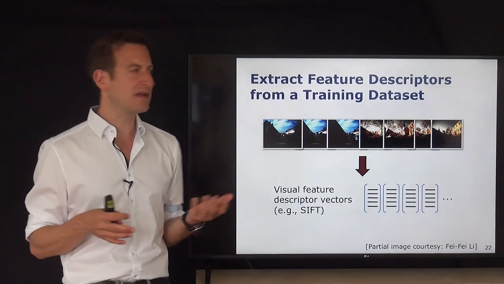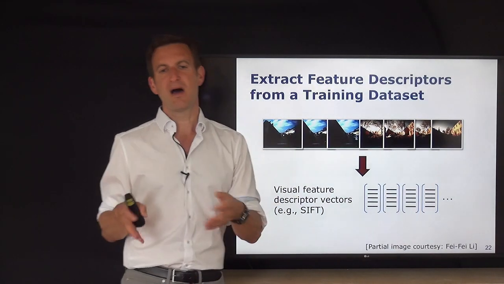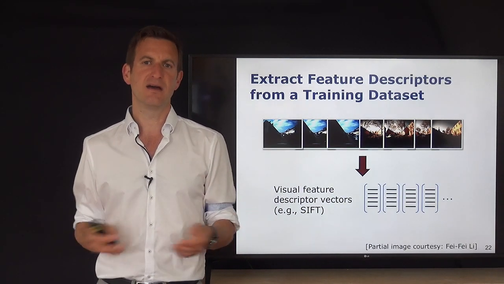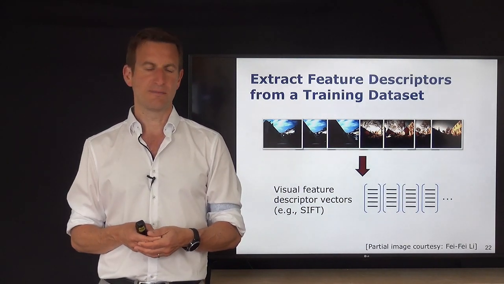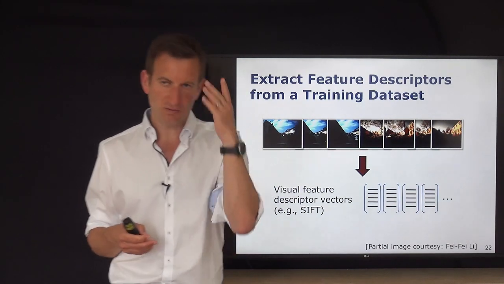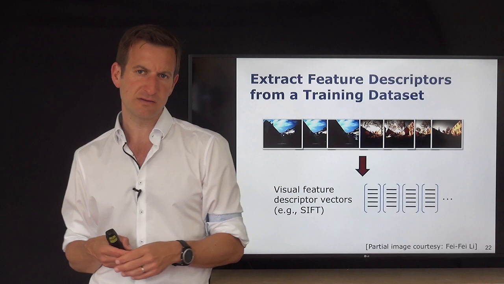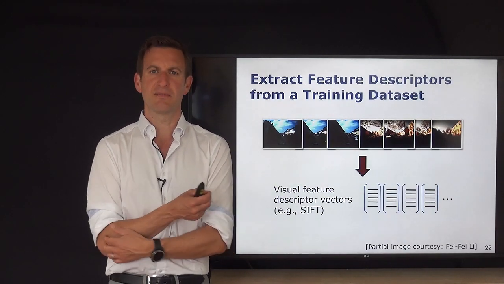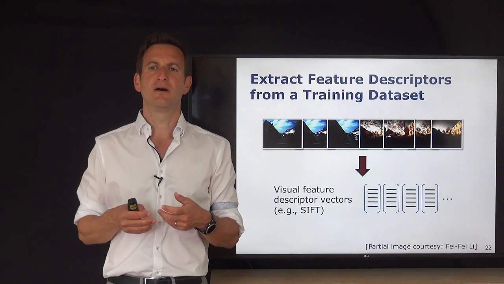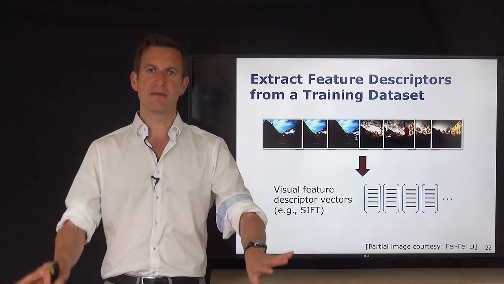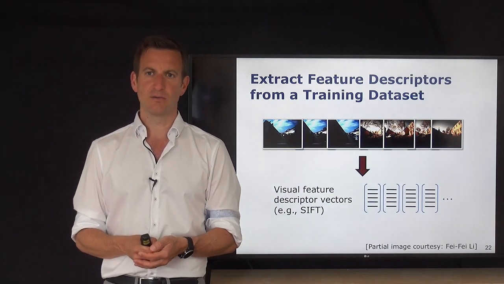So your training data set should be somehow related to the data set or to the type of data you will be working on later on. The important thing to notice here when I talk about training data set is that what we will do in a second is an unsupervised approach. So you do not need to provide manual labels. You just need to put in the images and the approach will sort that out on its own.